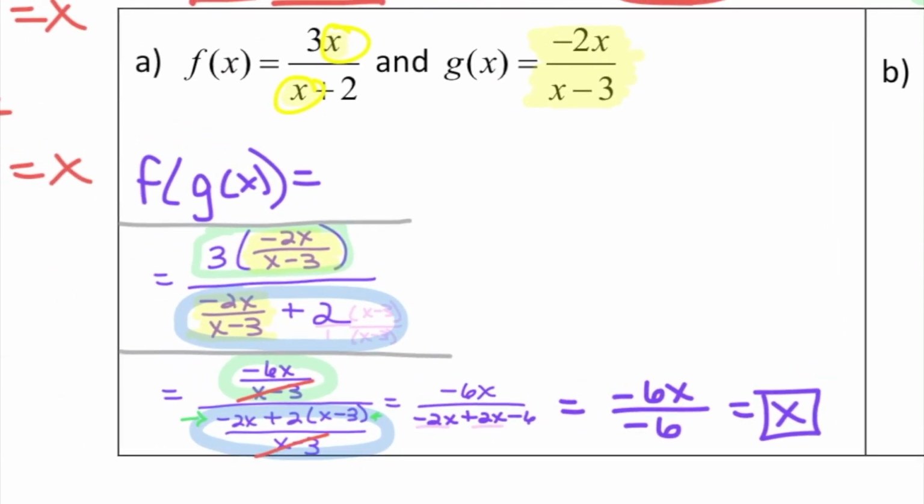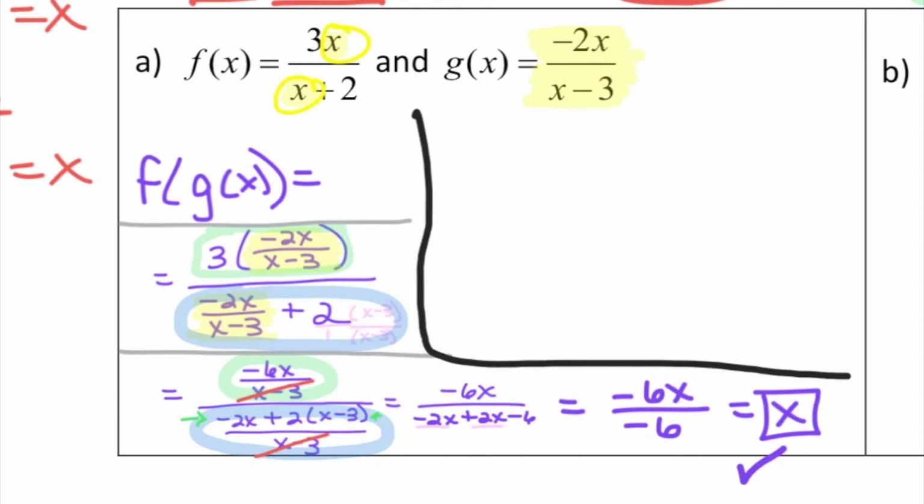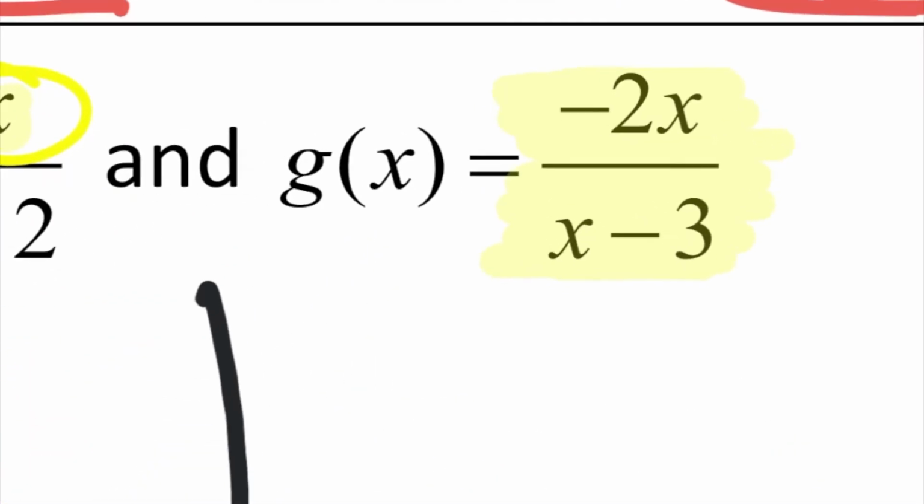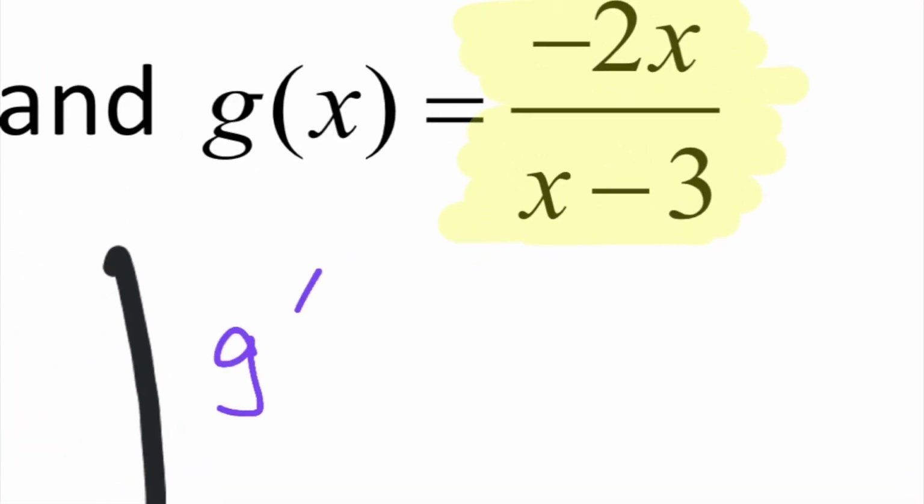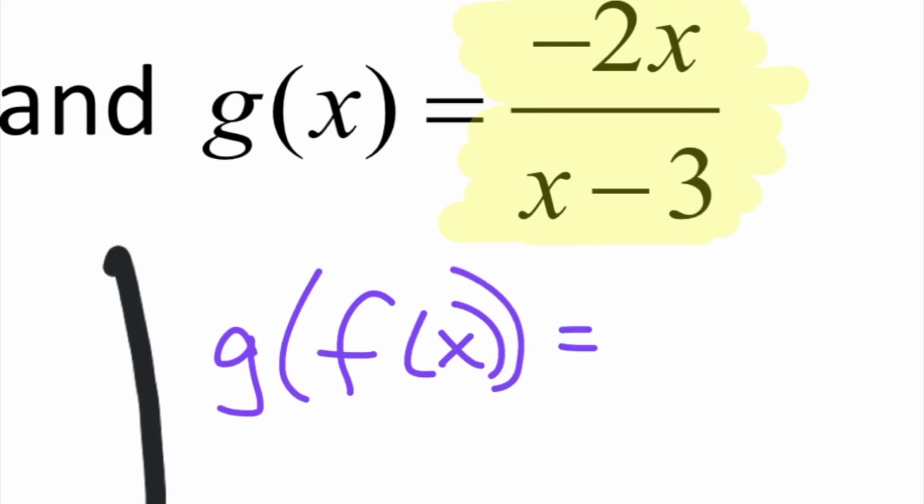Oh, and I suddenly realized that I ran out of room to do g of f of x. Well, so my f of g of x checks, and I'm going to create a space and make myself stay in that space. Now I have to do g of f of x. I know you guys just sit and laugh while I'm talking to myself about making the video in the video.